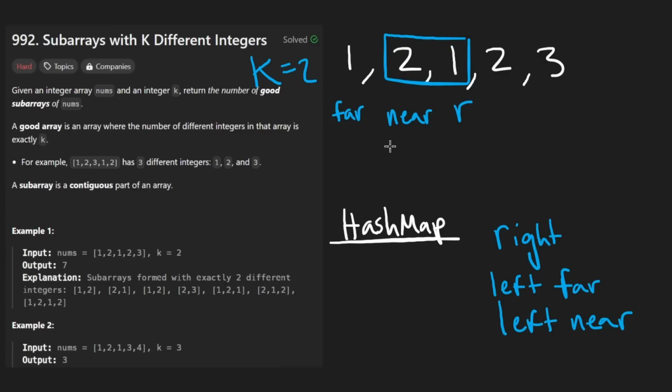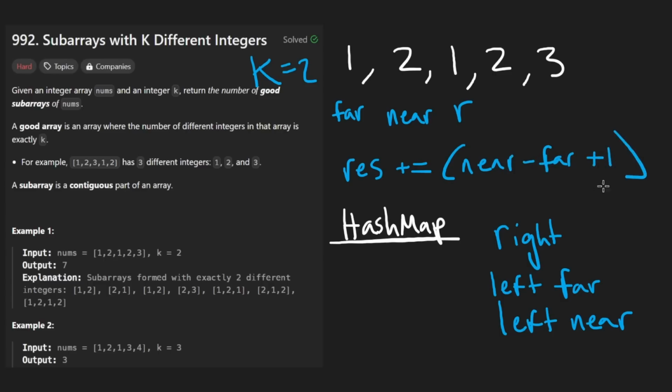Now with these two pointers, every time we update our result, we're going to add to the result the difference between these. So add to it near minus far plus 1. The plus 1 comes from the fact that, suppose in this original case where both of these pointers were at this element, of course the difference between them is 0, but we still want to add a subarray, so we add the plus 1. Now in this case, the difference between them is 1, and that would mean we have a subarray here and a subarray here. So far, our result is 3 now.